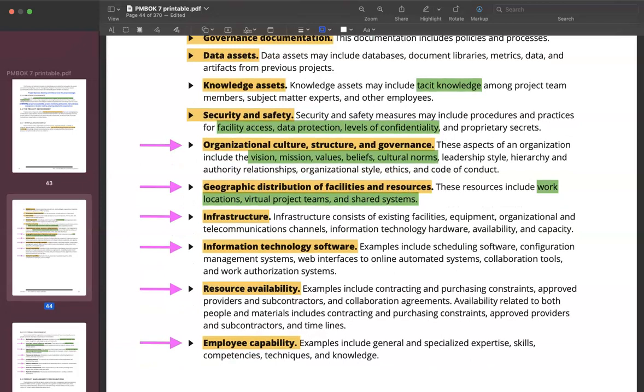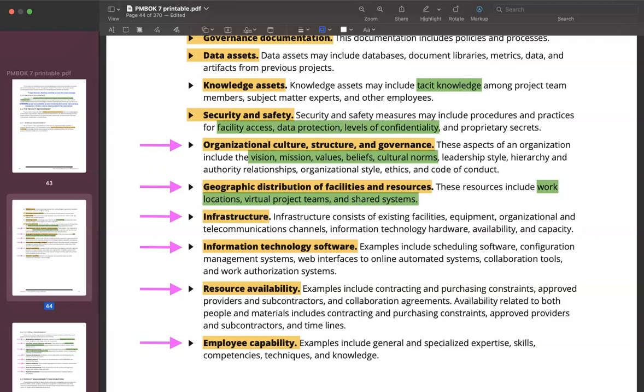So moving on, we have organizational culture, structure and governance. We have geographic distribution of facilities and resources. We have infrastructure. We have information technology software. We have resource availability and employee capability. Now, if you would notice, there's a pink arrow that is pointing at all these different points that I just read. The reason why I've put a pink arrow here is because I just want to indicate that these were also a part of enterprise environmental factors in the 6th edition of the PMBOK.